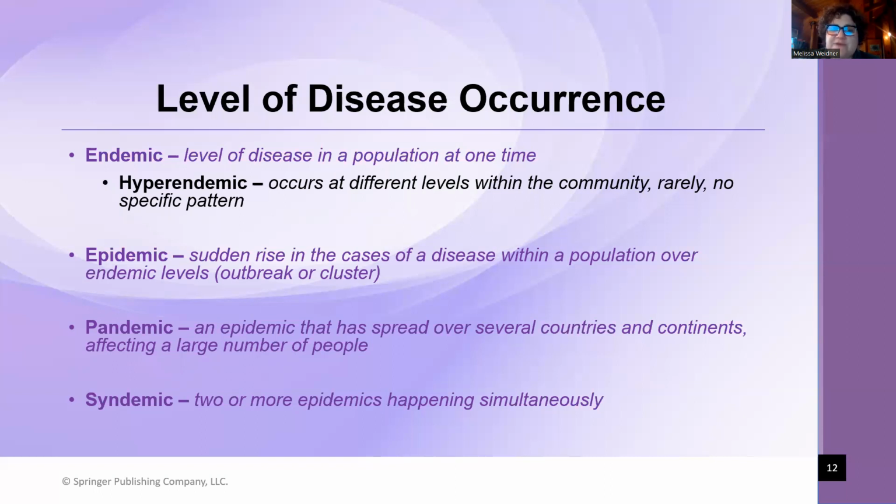Epidemic is when there is a sudden rise in the cases of a disease within a population over the endemic levels. You may see an outbreak of the disease or a cluster develop somewhere specifically. A pandemic, which is what we are just recovering from, is an epidemic that has spread over several countries and continents and affects a large number of people at the same time. And a synergemic is when there are two or more epidemics happening simultaneously.